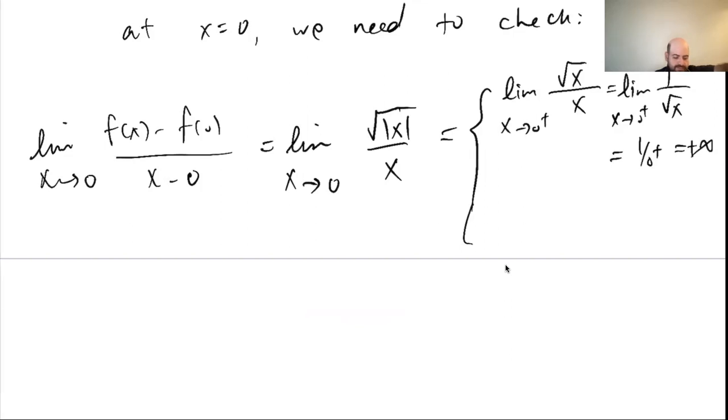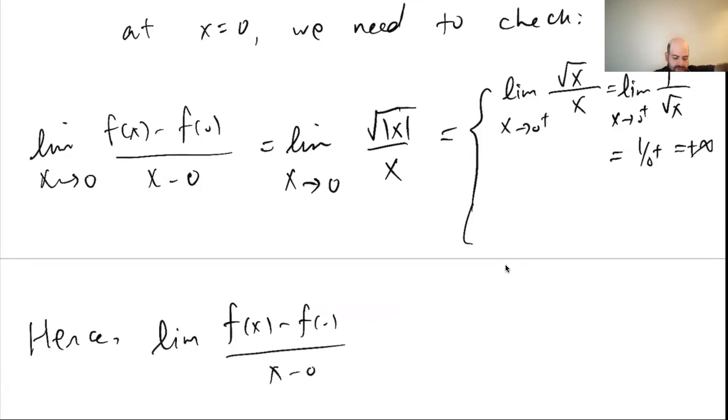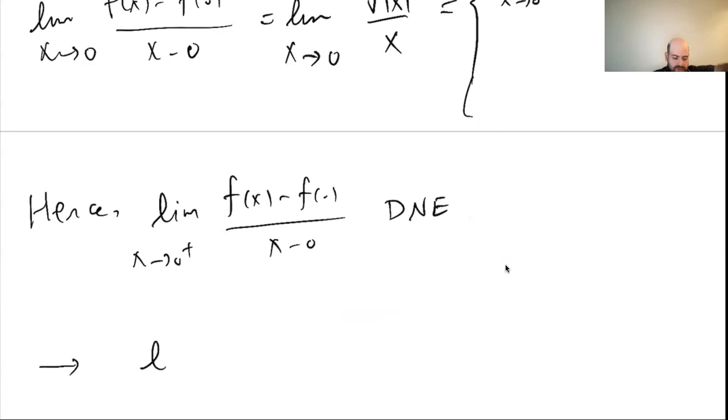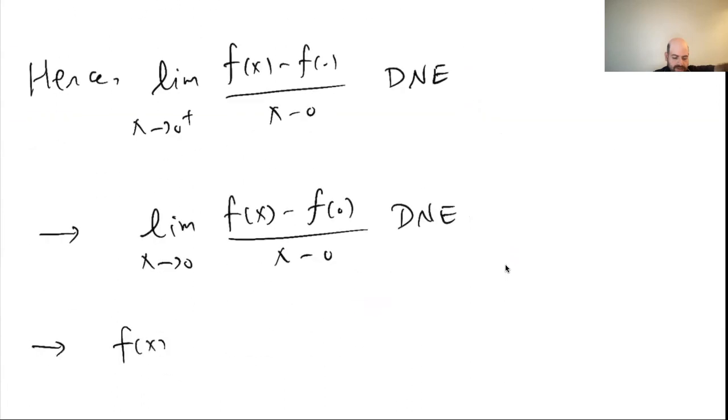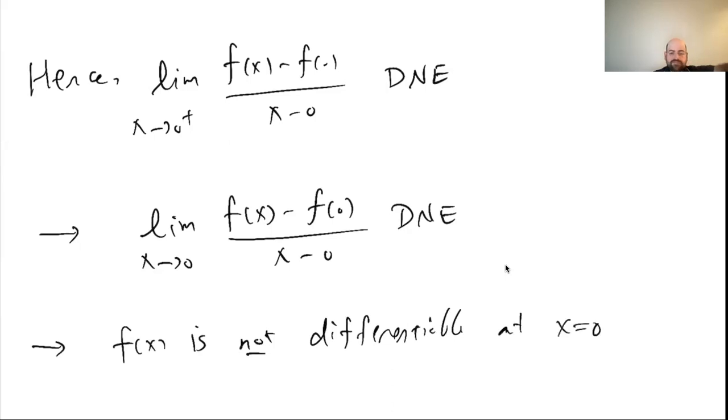So I can just immediately conclude that, hence, the right limit of f of x minus f of 0 over x minus 0 as x approaches 0 from right does not exist. And this means the whole limit does not exist either. And that means f of x is not differentiable at x equals 0. Okay, so this is another example of a function which is continuous but not differentiable.